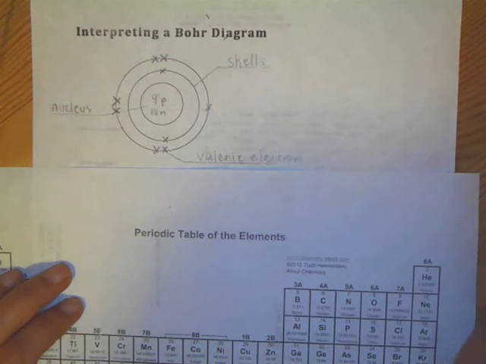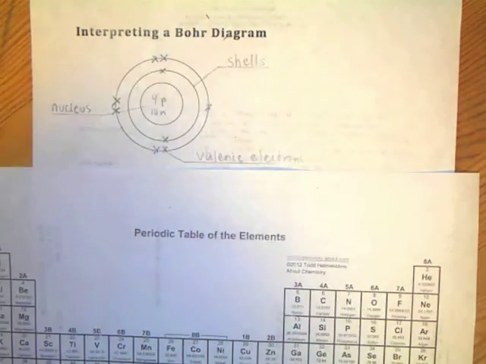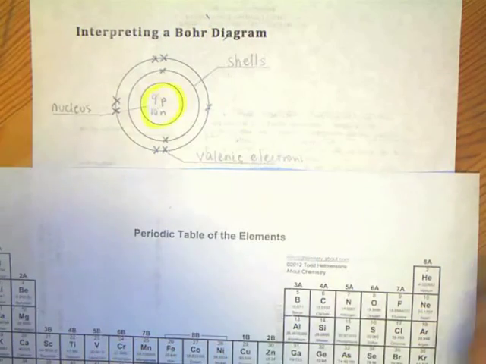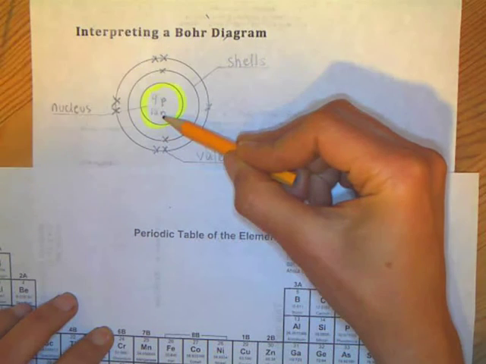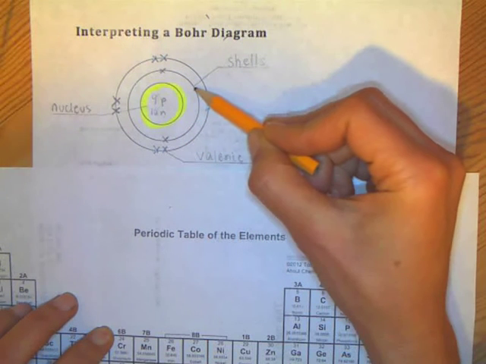So let's review the Bohr diagram. In the center, this here is the nucleus, and we can see we have 9 protons and 10 neutrons. The majority of the mass is in the nucleus. And then surrounding the nucleus are electron shells.